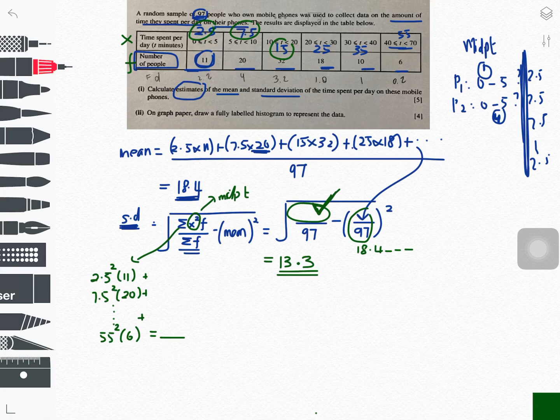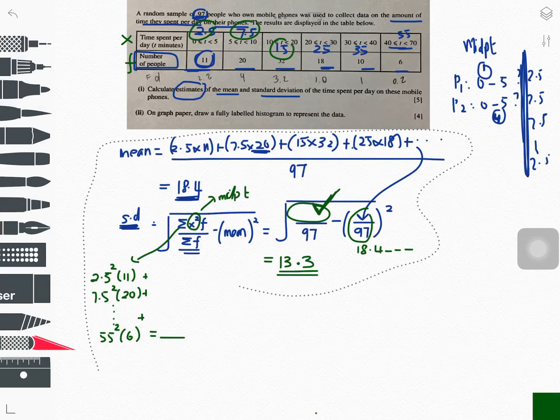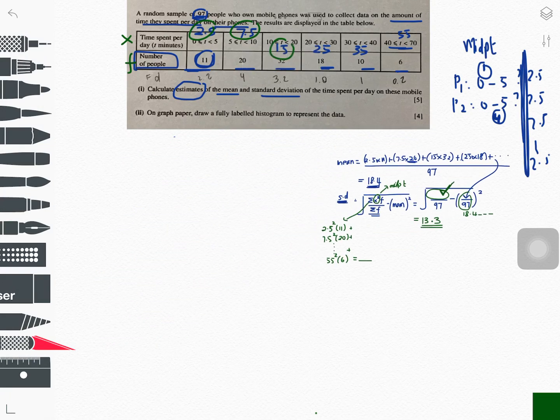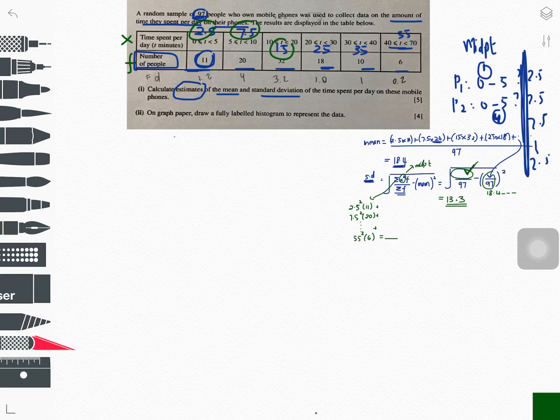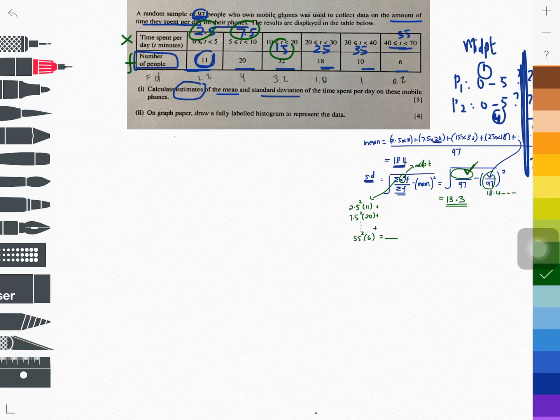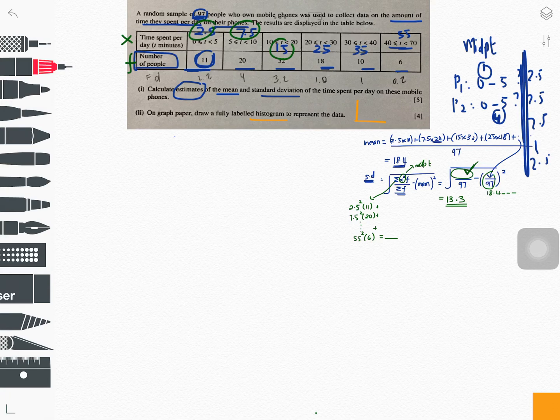Now the second part is I have to draw a histogram. How to draw a histogram? What is a histogram? A histogram is a bar graph where the bars are attached side by side. There is no gap. It's exactly like a bar graph but no gap. See, there is no gap. I can just start shading like this.